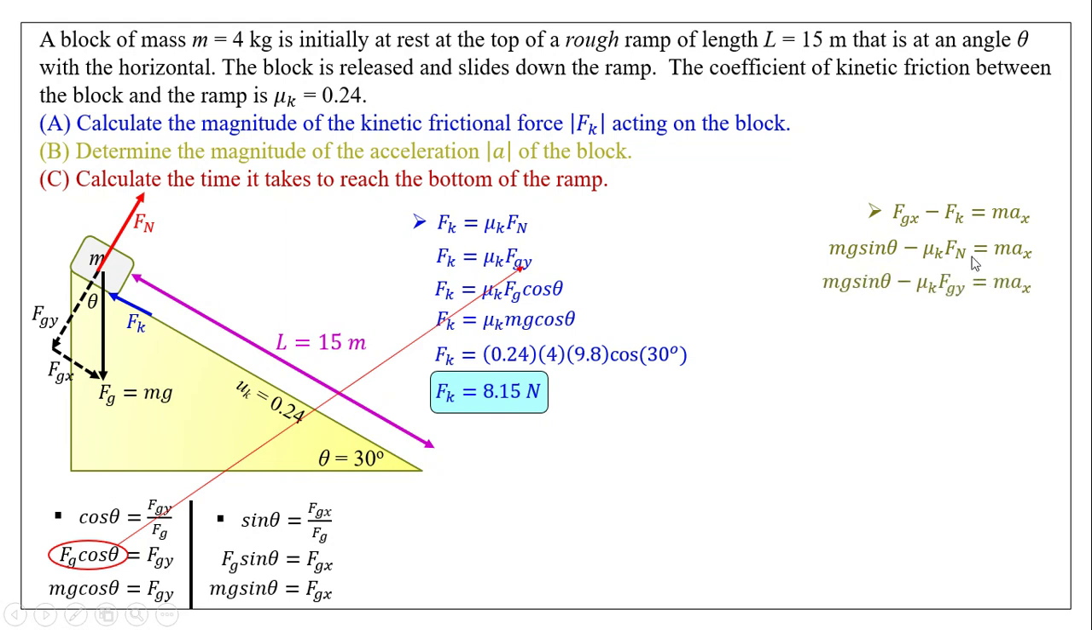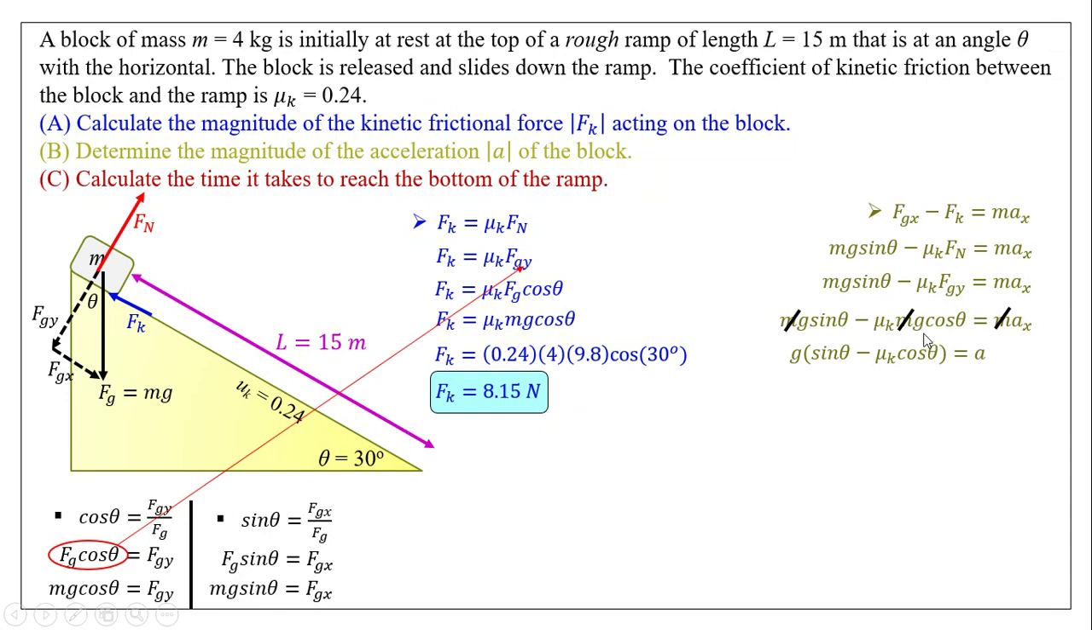And then f of n can be substituted out for this problem, f of g y. Because once again, there's a f of g y pointing down, f of n pointing up. Those two must equal in magnitude. For f of g y though, we can substitute it out for mg cosine theta. And then here you notice m cancels out on both sides because there's an m on each of these terms. So if you simplify it, you can also factor out g. This is g sine theta. This is mu k g cosine theta.